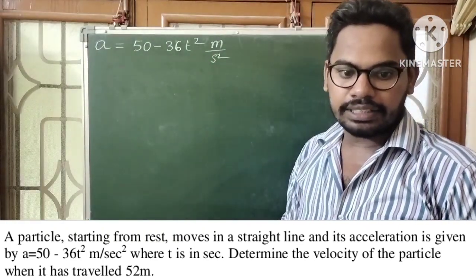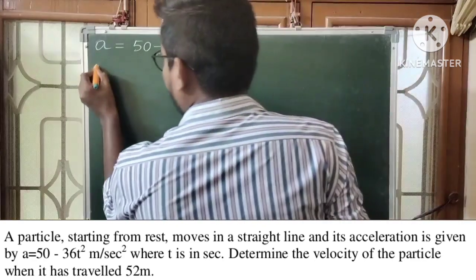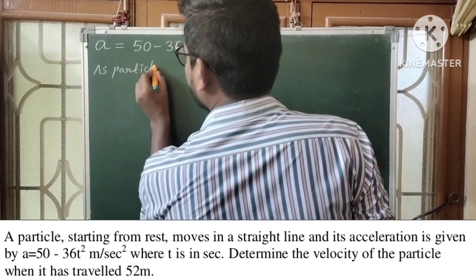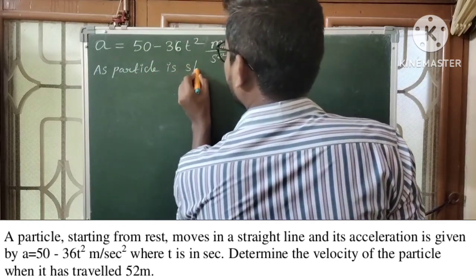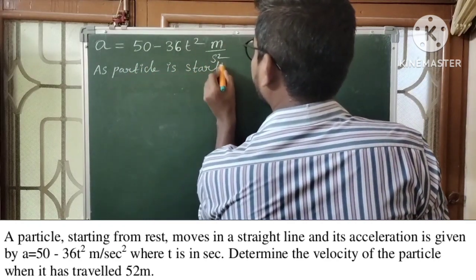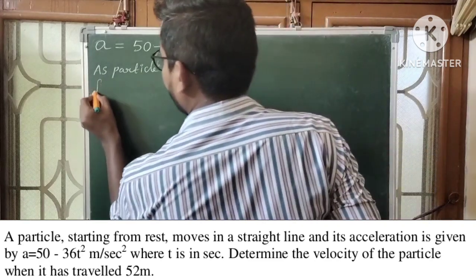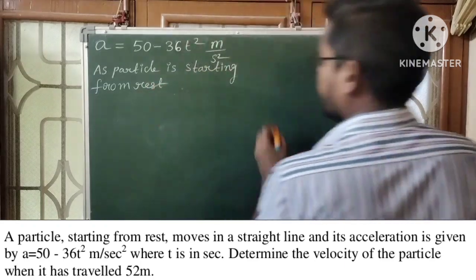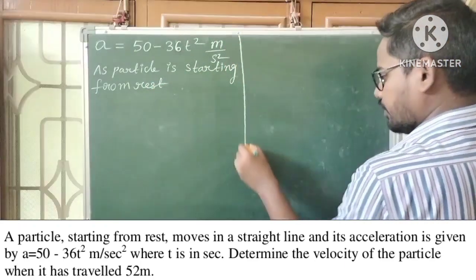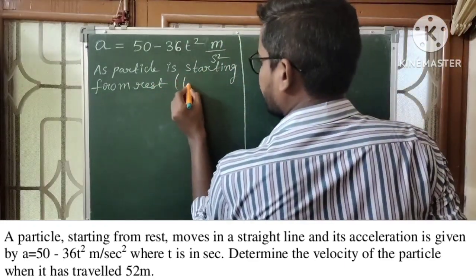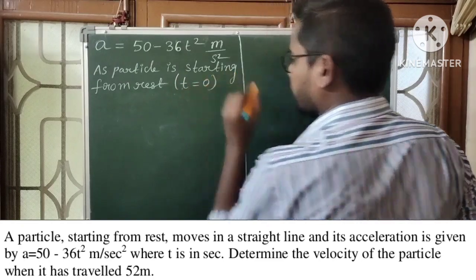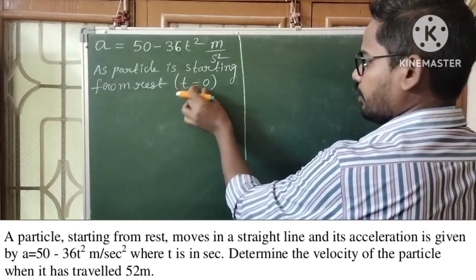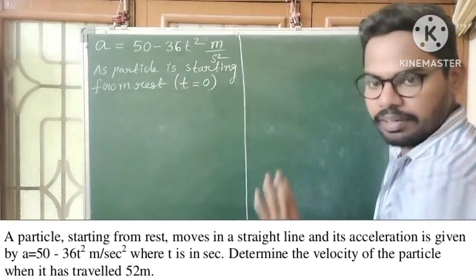So here the particle is starting from rest. As the particle is starting from rest, it means the initial time is t = 0. So here the time t is equal to 0. Starting from rest means the initial time is 0.